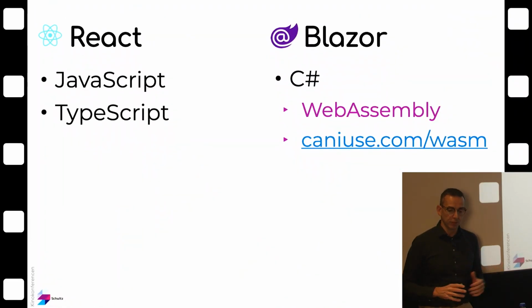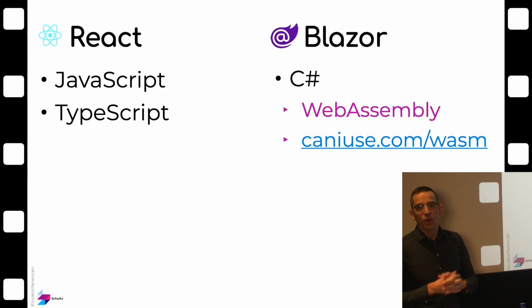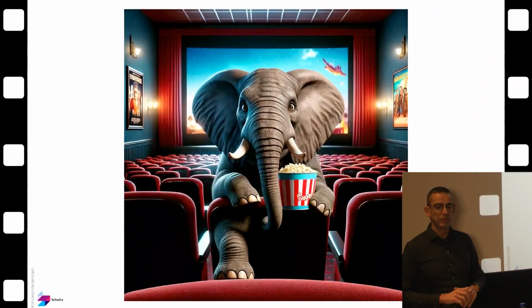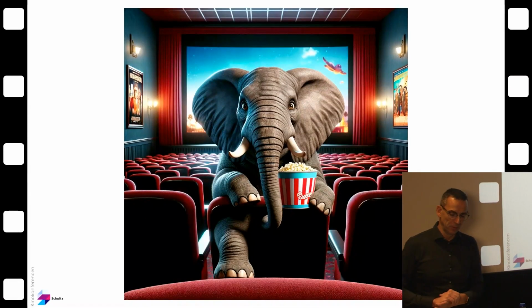Now there is a big difference though. React is one of the frameworks that works on JavaScript, or if you prefer, TypeScript. Blazor on the other hand is C#, and it works on WebAssembly. WebAssembly is something that's relatively new in the browsers. Yeah, you can check, but WebAssembly is in browsers for at least 5 years, so all the browsers should support it. That doesn't mean it is mature.